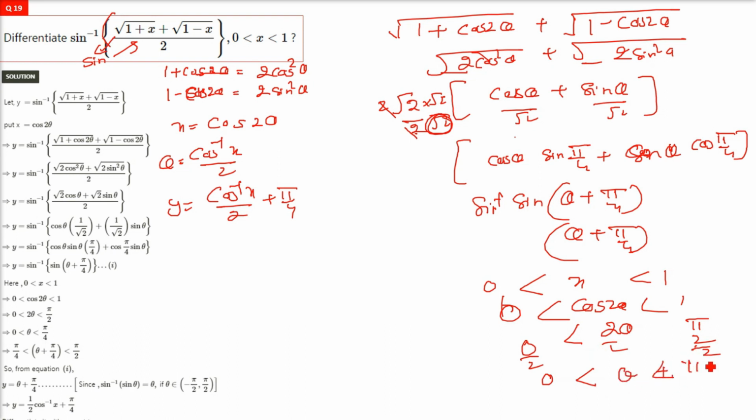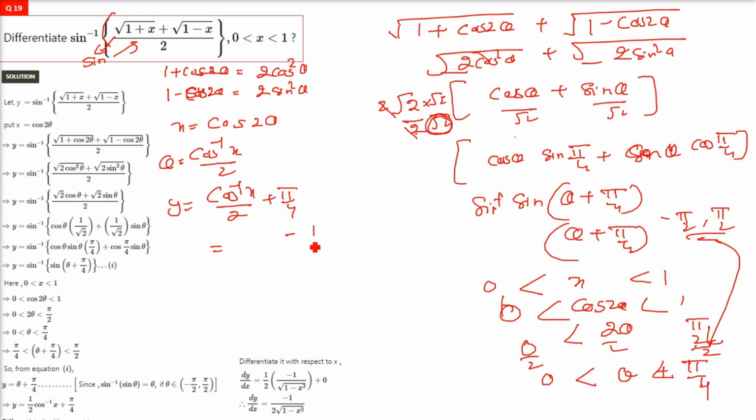Now you need pi by 4 also, because you have to add pi by 4, because we are checking for theta plus pi by 4. The range is minus pi by 2 and pi by 2 if you want to cancel sine and sine inverse. So to this theta you have to add pi by 4, and when you add pi by 4 it will be between 0 and pi by 2. Now let us differentiate this: cos inverse x by 2, which is minus 1 by under root 1 minus x square by 2. Pi by 4 will be 0.